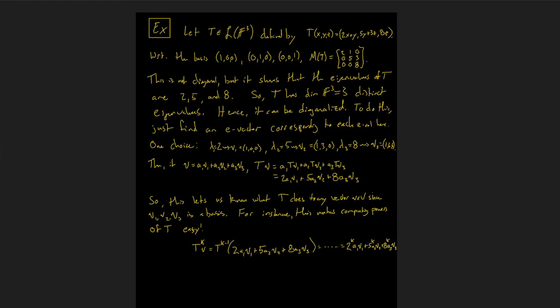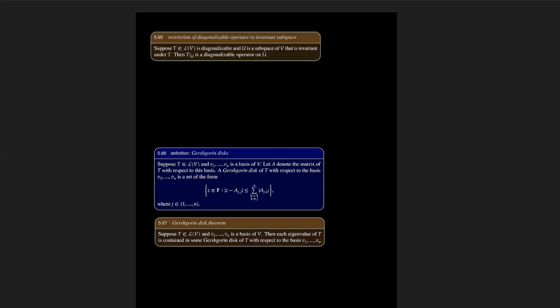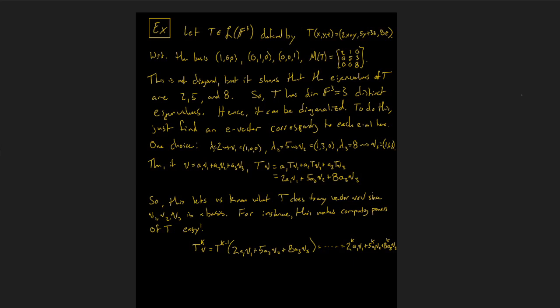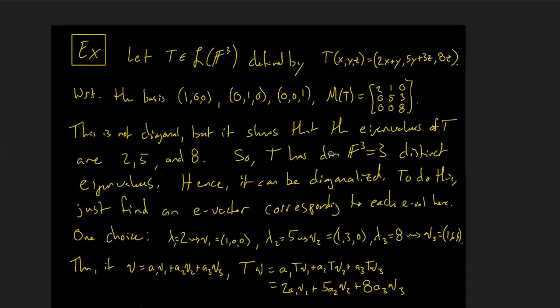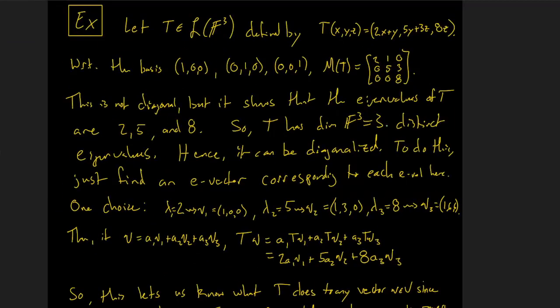Next time, we'll get into it a little bit more. We'll talk about a few more things. We'll talk about necessary and sufficient conditions for diagonalizability, as well as Gershgorin's circle theorem. So, Gershgorin disks and where the eigenvalues of an operator are located in the complex plane. I'll see you next time.